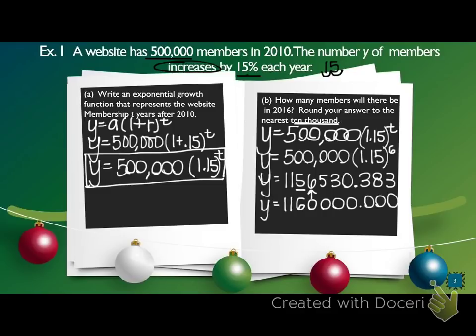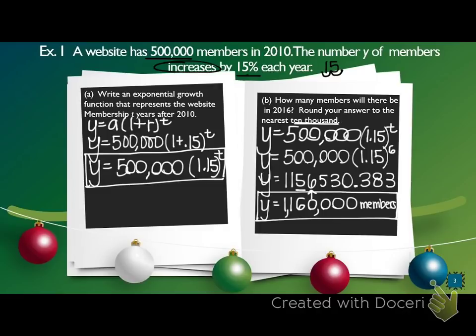But the question is, are the numbers after the decimal point, the zeros, are they necessary? And the answer to that would be no. So we can actually erase those last 3 zeros and that decimal point, and then just insert our commas. So after 6 years, the website will have 1,160,000 members. So as always, it's a word problem, so we are going to label it, but this is our final answer.